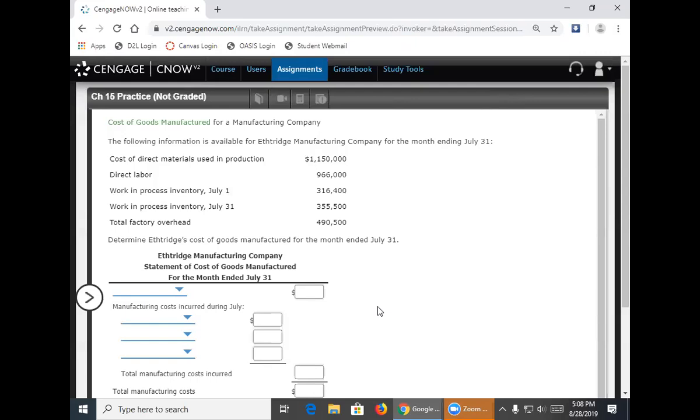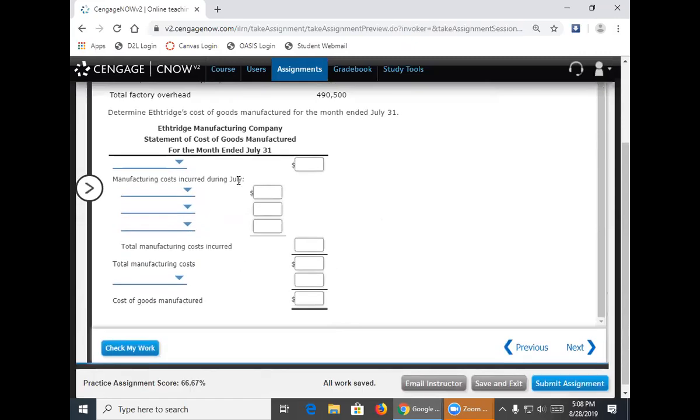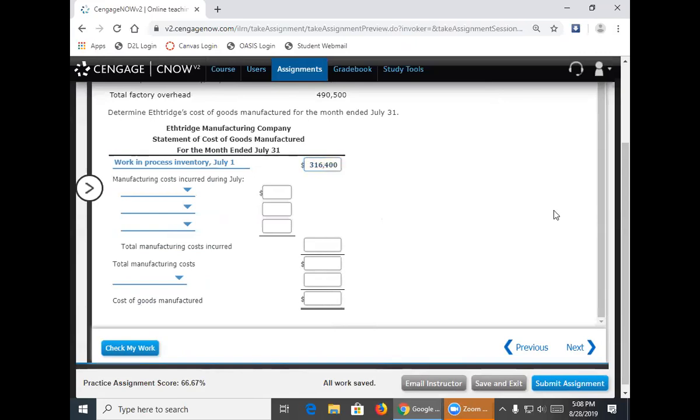That's actually the whole statement. So we just did all the calculations for all of this. Now we're just putting it in a different format, really. So again, what we always start with is work in process inventory July 1st. So that's that beginning work in process, which we listed up there, 316,400. Our manufacturing costs are always direct materials, direct labor, and overhead.